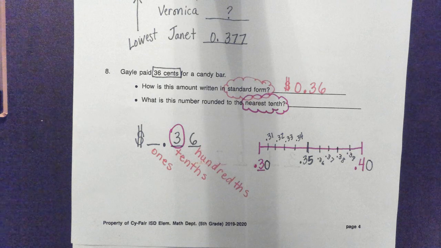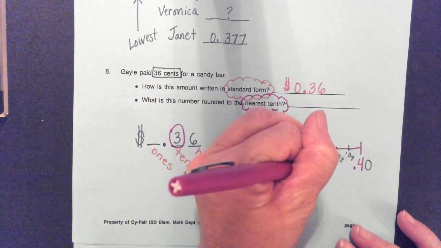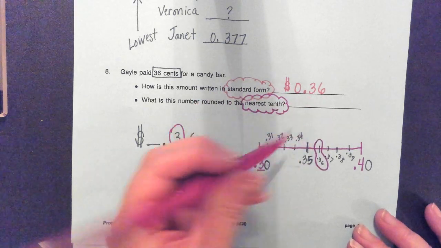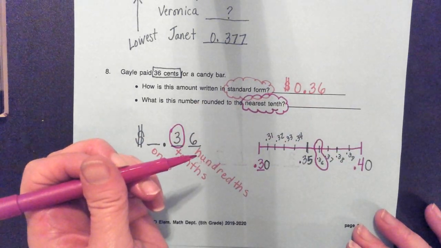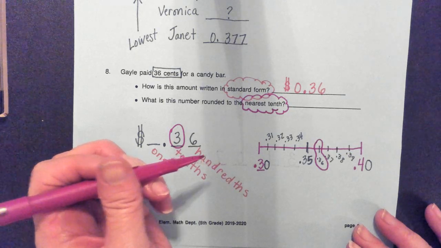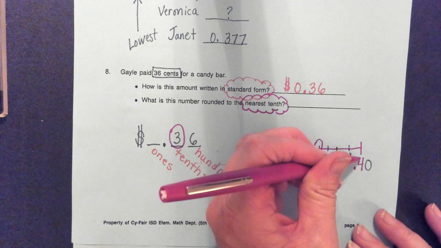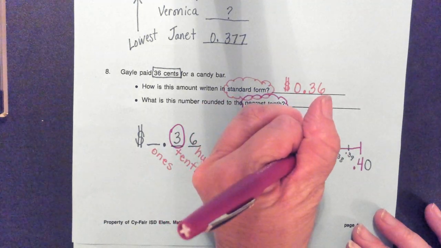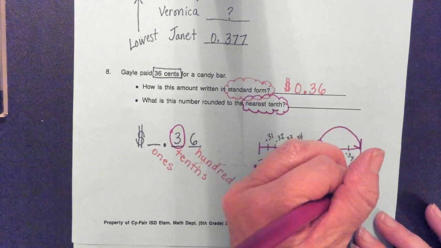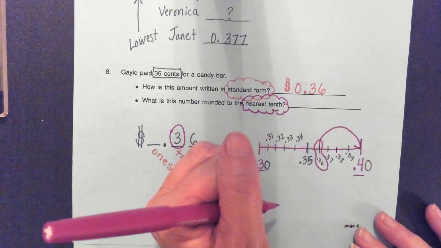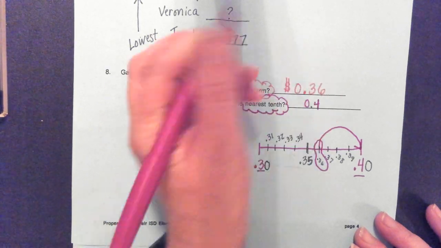And if we see where 36 hundredths is, we can go ahead and circle that and think about, are we closer to 30 or closer to 40? Think about how far away you are. You're 6 away from 30. You're only 4 away from 40. So we are going to round this to the nearest tenth, and that tenth would be 0.4 or 4 tenths.